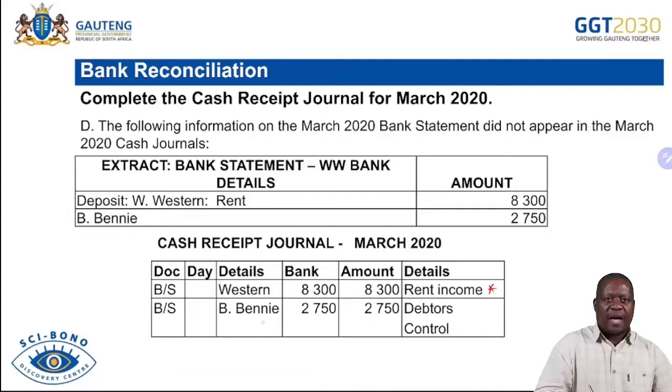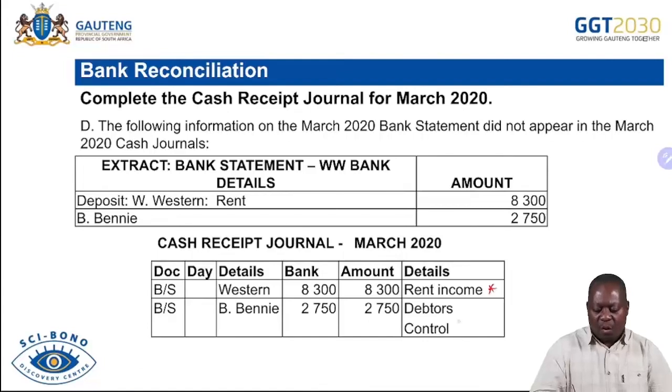The next amount we are receiving from Benny, 2,750, again under the sundries. What is it for? This one is a debtor who is part paying his account, so it affects our debtors control. Straightforward. No problem on this one, right?